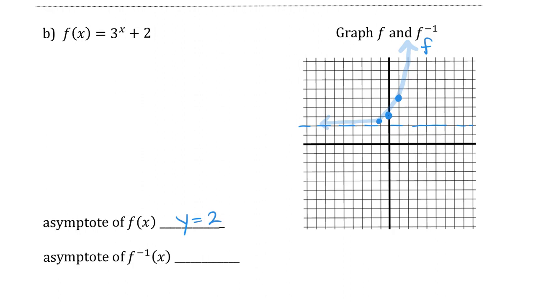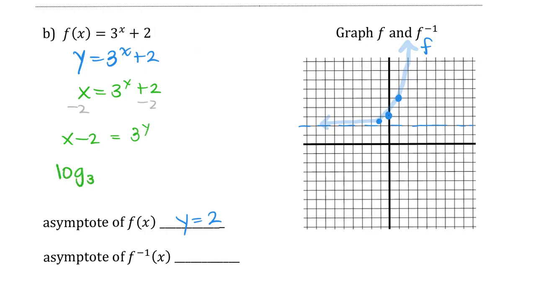Now let me find my inverse and then we'll compare. Can I minus the 2? Yes, because it's just a normal minus 2. If I rewrite it in logarithmic form, the base is 3, the argument is x minus 2, and the exponent's y. So this is f inverse of x is log base 3 of x minus 2.